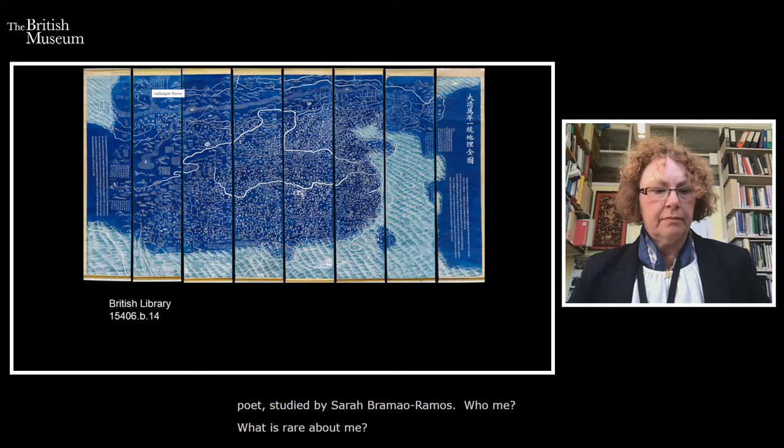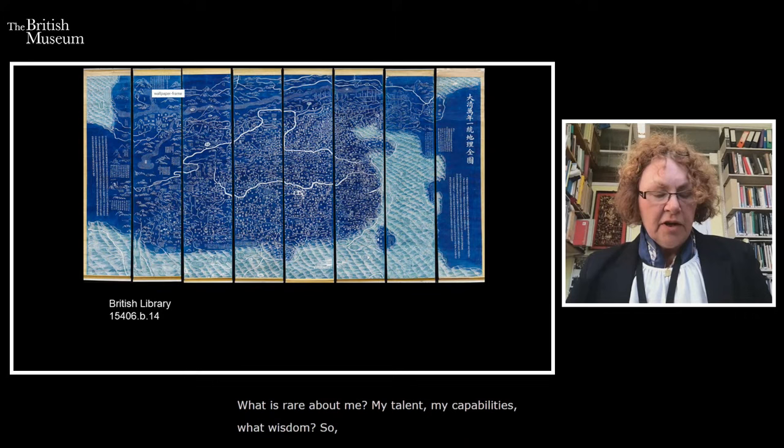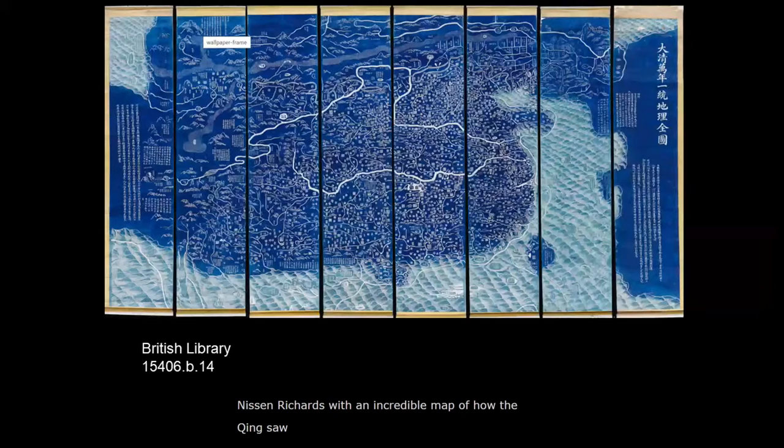So we open the exhibition designed by Nissen Richards with an incredible map of how the Qing saw the world and their empire within it in 1800. Visitors can look for their hometowns or countries and marvel perhaps at the insignificant island in the sea, top left, that is Britain.